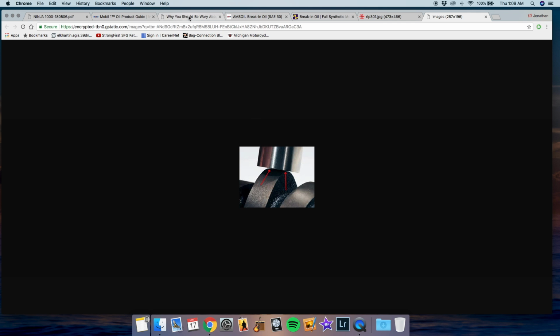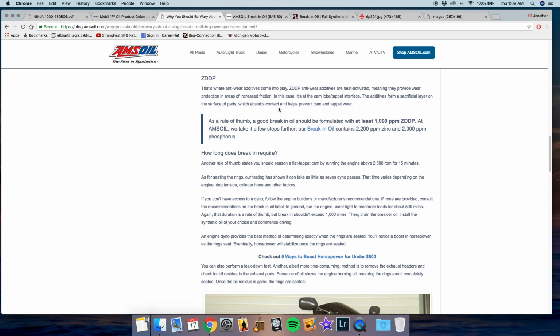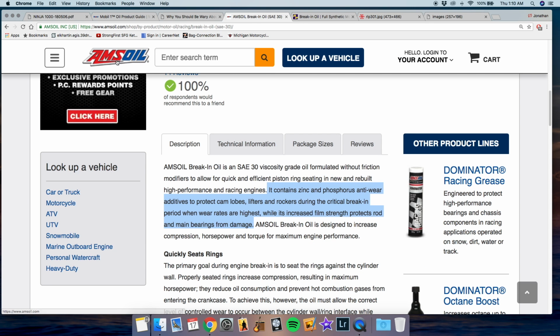So let's see here. When you look at oils that are specially formulated for engine break-in, they're typically very high in zinc and phosphorus. So looking at this AMSOIL article, their break-in oil, which is for vehicles, some hot rods and some high-performance cars do use flat tappet cams. So this break-in oil contains 2,200 ppm of zinc and 2,000 ppm of phosphorus. And if you look at the AMSOIL page for their break-in oil, they mention it right here, it contains zinc and phosphorus anti-wear additives.